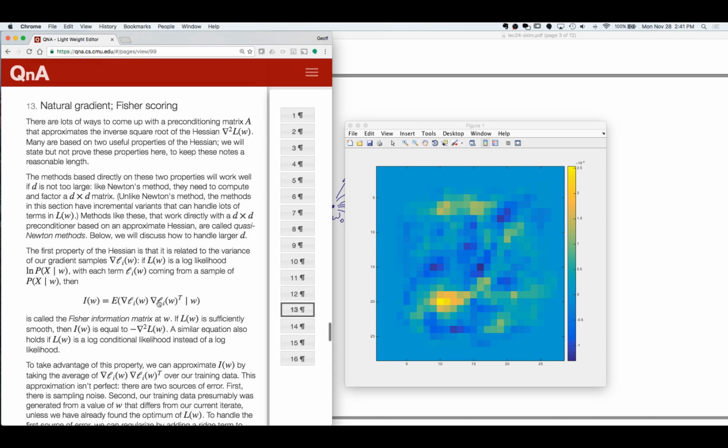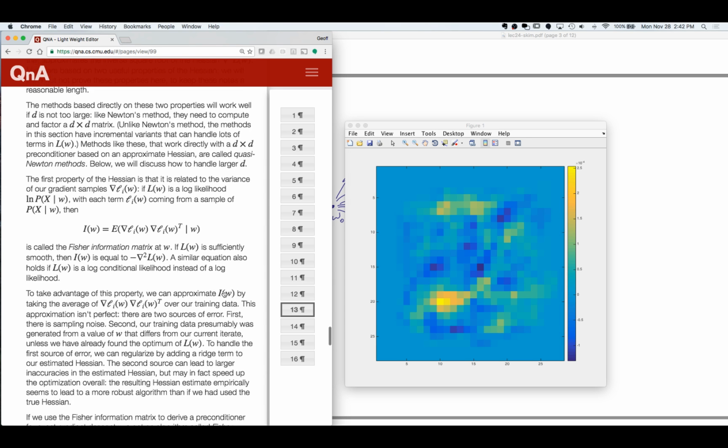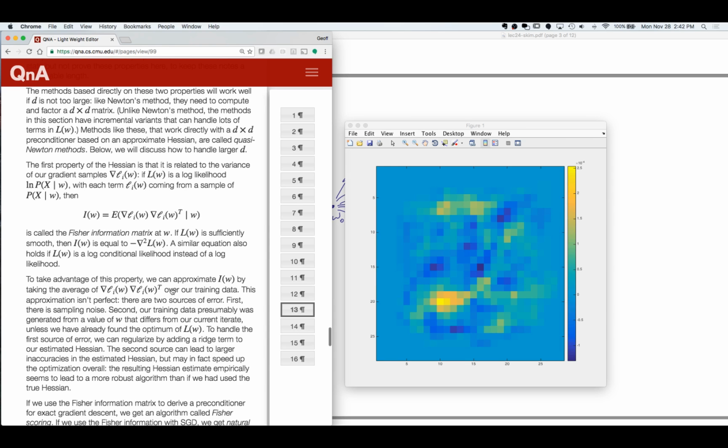And if our loss function is sufficiently smooth, the information matrix is actually equal to the negative Hessian of the log likelihood, which is, like I said, deep and maybe unexpected, but it's true. And something similar also holds if it's a log conditional likelihood instead of a log likelihood. So to take advantage of this property, we can approximate the information matrix by taking the average of the outer product of the gradient with itself over our training data.